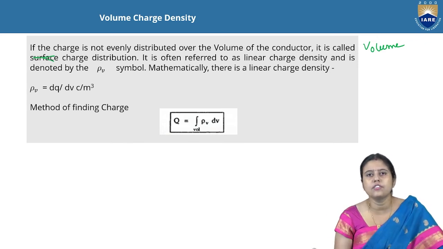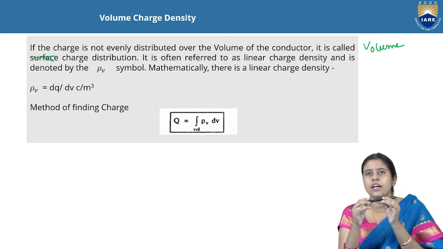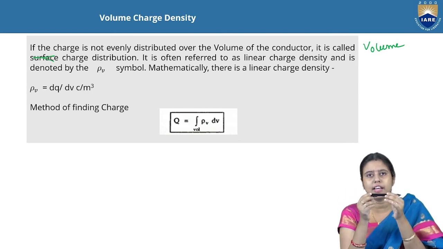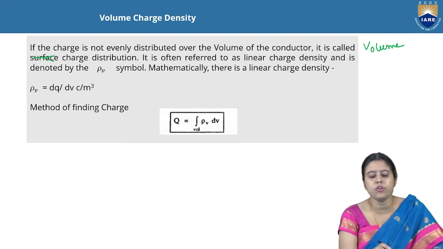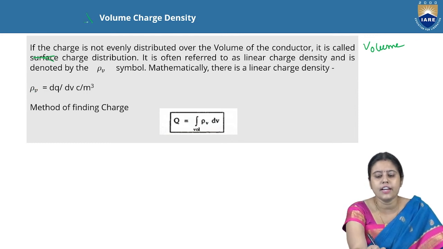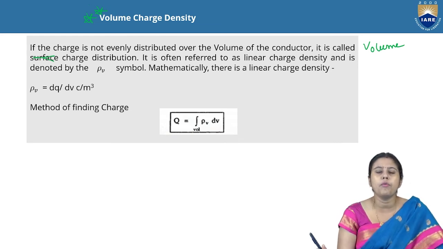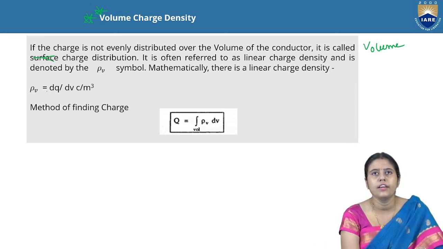As I told, the general tendency of the charge is to stay on the outer surface, but a little amount of charge always resides inside the conductor. So if the charge is not equally distributed, we can calculate it by the volume charge density, and for the later portion, volume charge density is a very important thing. What is the meaning of volume charge density? Volume charge density means dq by dv, the charge divided by the volume.